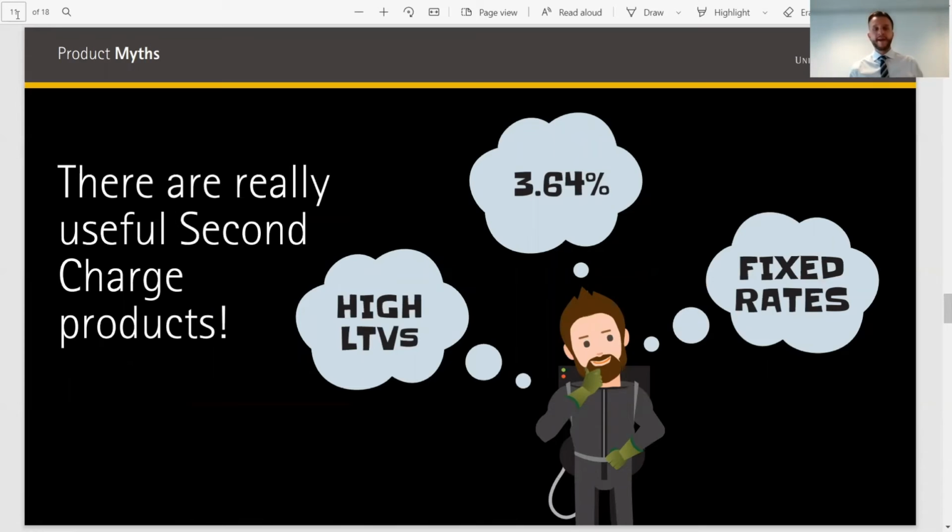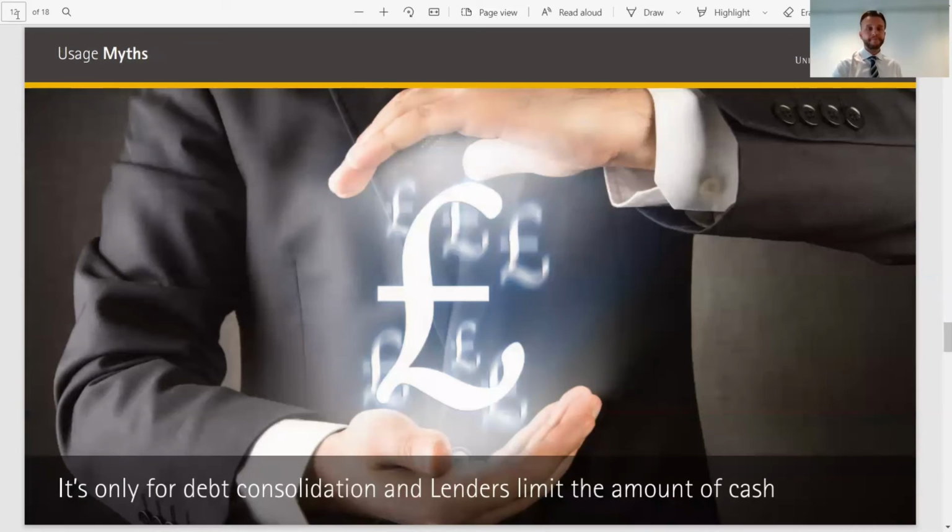Very broad range of second charge products available, as I said. Some lenders do offer some higher LTV products. So in the main, it's up to 85%. There are some lenders that will go above that, but there is going to be a more sizable margin in terms of the interest rate for that. But those options are there should you need them.